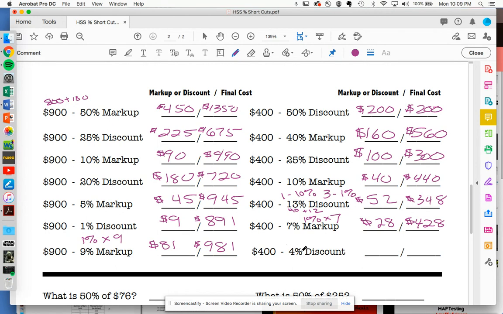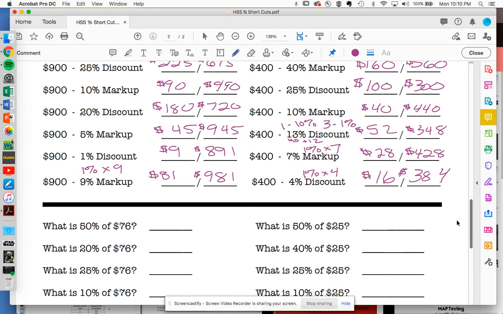Now, let's say they're offering a 4% discount. How do I find 4%? Well, I do 1% times 4. And 1% of this number, remember, we move it 1, 2 places to the left. That's $4, but I need 4 of them. What's $4 times 4? We know our facts. We should know $16. Since it's a discount, I would do 400 take away 10, which is 390. 390 take away 6 is 384. It's kind of glitching there. Sorry for the pause. $384.